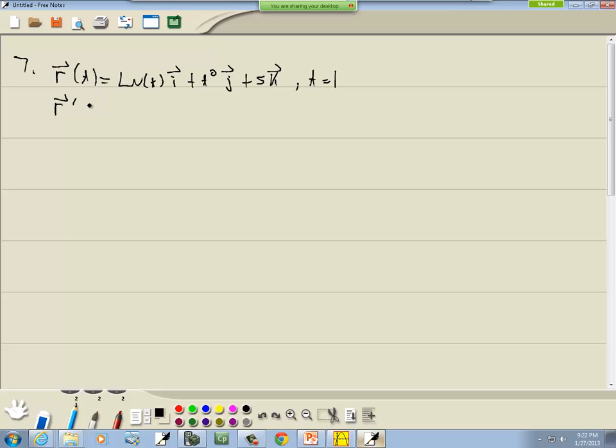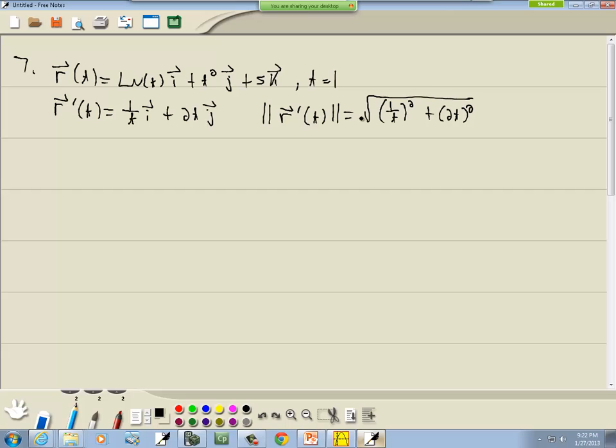So let's find r prime. Well, the derivative of natural log of t is 1 over t i plus 2t j. And 5k, since that's a 5, it goes to 0 and drops away. And we'll need the magnitude of r prime, which is going to be equal to the square root of 1 over t squared plus 2t squared. So I just square whatever's before my i and j. And that's going to give us 1 over t squared plus 4t squared.